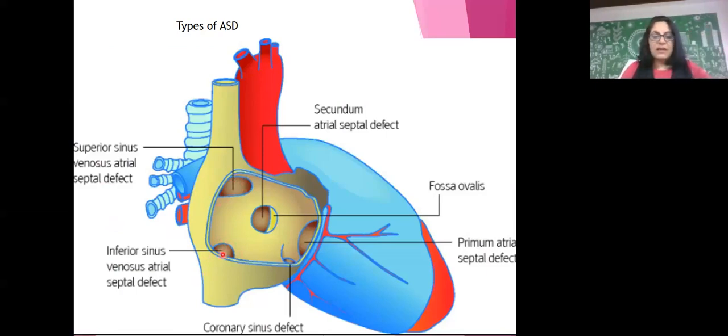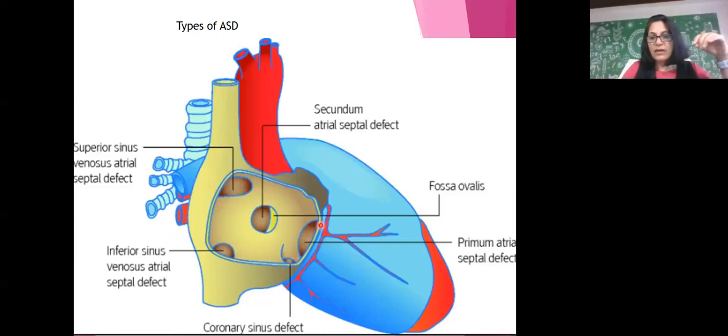which is where the IVC comes in. Now, secundum ASD is right in the middle of the septum, right? We know that. And then you've got the coronary sinus, see here, so the coronary veins come into the coronary sinus. The coronary sinus enters into the right atrium. What if the roof of the coronary sinus had a hole in it? So now instead of veins coming through, the blood can go from LA through the coronary sinus to RA. And that is what is called a coronary sinus defect.